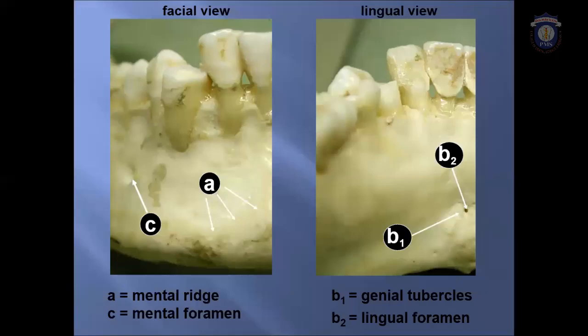Now to see the corresponding parts in the mandible. In the mandible, you can see the area C, which is the mental foramen, and the area A is the mental ridge. And in the second figure, in the lingual aspect, you can see B1 is the genial tubercle here, and B2 is the lingual foramen.